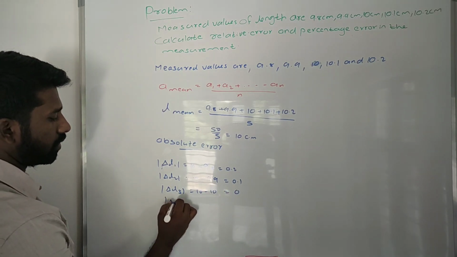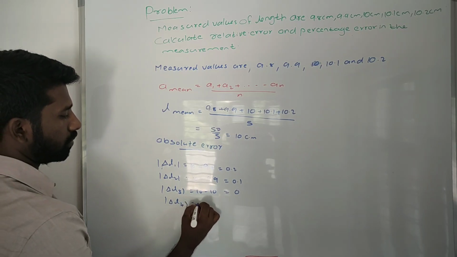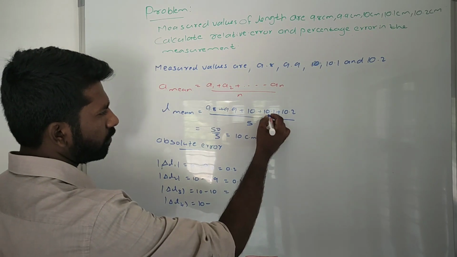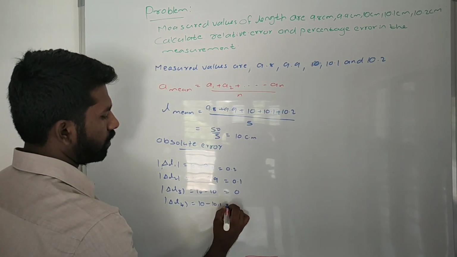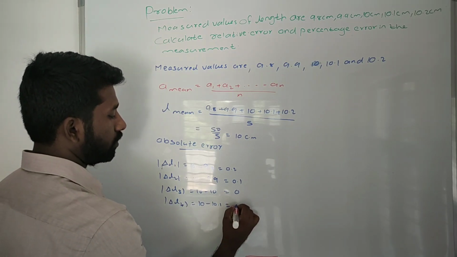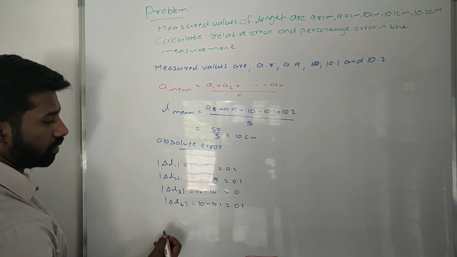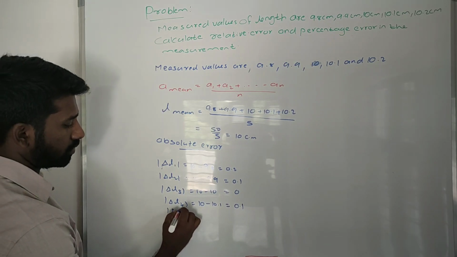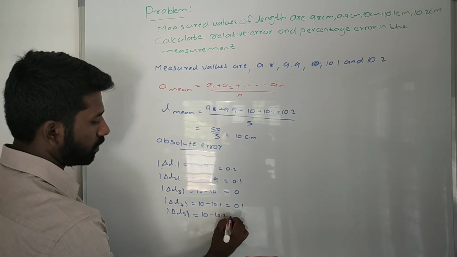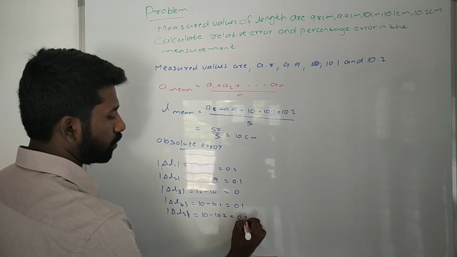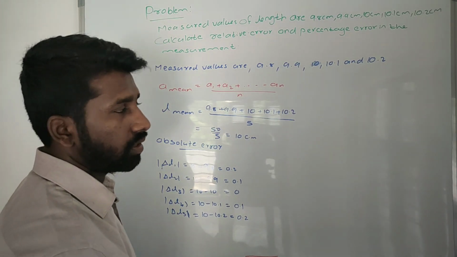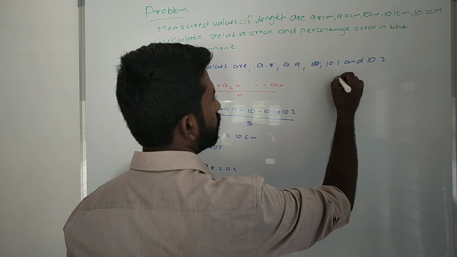Next, delta L4: 10 minus the fourth measured value 10.1. Actually you are getting minus 0.1, but we consider the modulus only, so it is 0.1. Then the modulus of delta L5 is 10 minus 10.2. Here also you are getting minus 0.2, but modulus means always positive. This is the absolute error. Next we will see the mean absolute error.